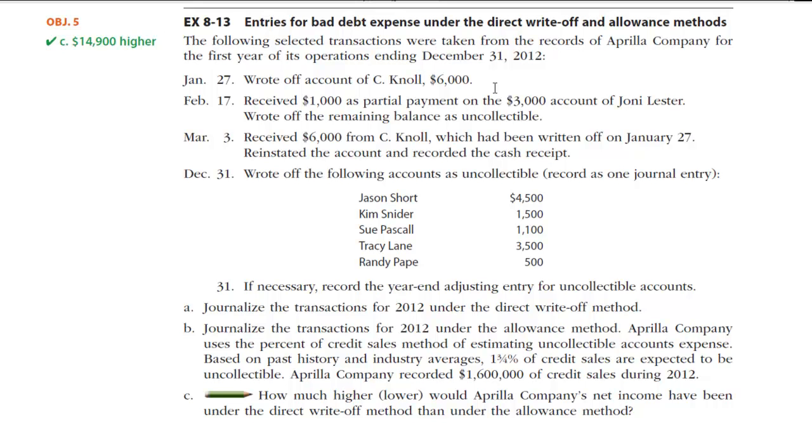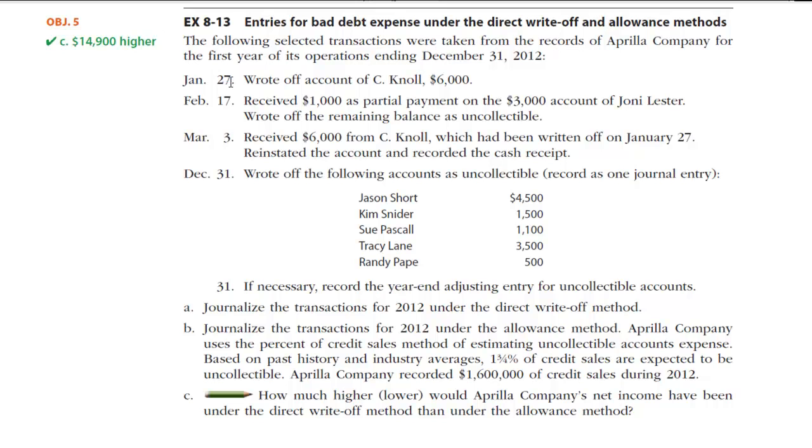However, if it is significant, if it is material, and the company must follow generally accepted accounting principles, if it's a publicly traded company, for example, then they're going to have to use the allowance method. And there's more than one way to calculate the bad debt expense and allowance using this allowance method. So let's take a look here. The first approach we're going to take is the direct write-off method. Then we'll come back and work it using the allowance method.